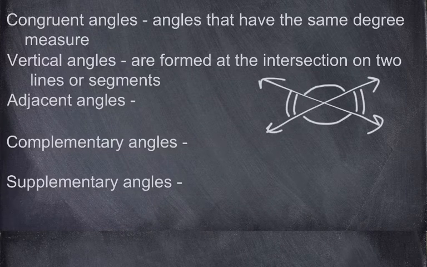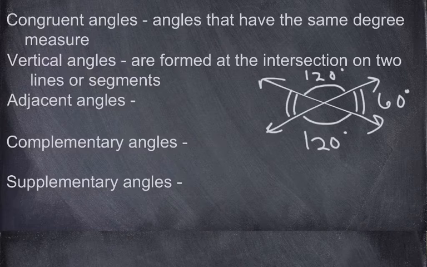Now, what we're going to learn later, well, you're going to hear it now, but we're going to definitely go into it later, is that vertical angles are always congruent to each other. So if this is 120 degrees, we know that this one is 120 degrees down here as well. If this is 60 degrees right here on the right, we know that this is 60 degrees on the left, because vertical angles are always going to be congruent to each other.